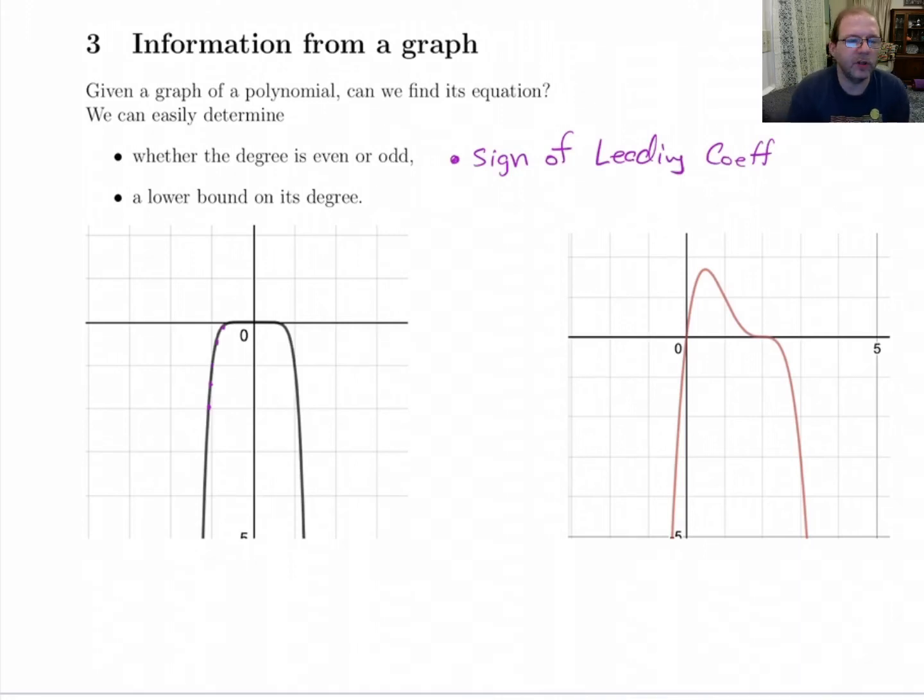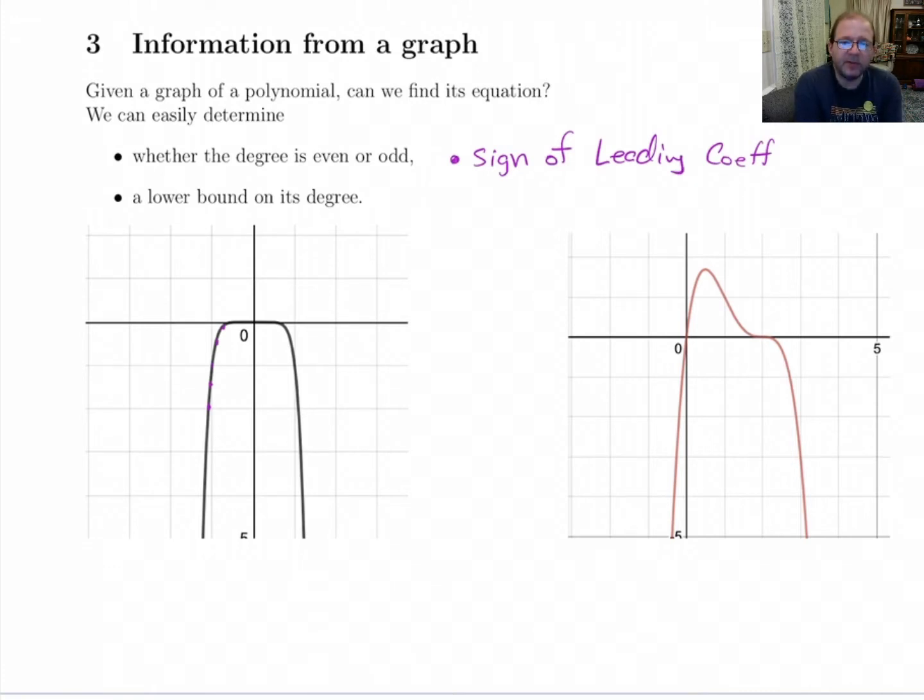All right, previously we looked at, given the equation for a polynomial, what can we tell about its graph? What I want to do here is the opposite. Given a graph, what can we tell about the polynomial? The first question would be, given a graph of a polynomial, can we determine its equation?